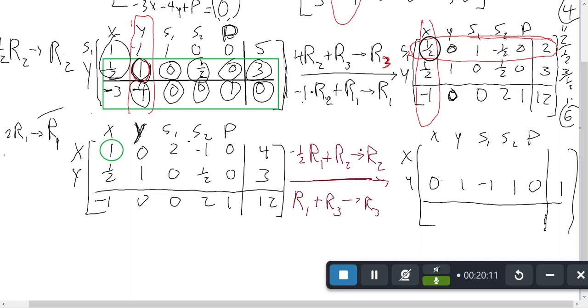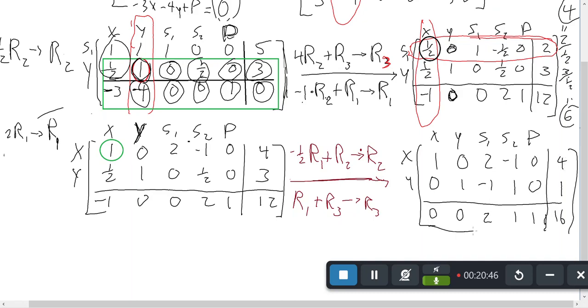Of course, I didn't copy my pivot row; I'll copy it later. Let me carry out my replacement of row 3. Row 3 is replaced by the sum of row 1 and row 3. So 1 plus negative 1 is 0. 0 plus 0 is 0. 2 plus 0 is 2. Negative 1 plus 2 is 1. 0 plus 1 is 1. 4 plus 12 is 16. Okay, copying my pivot row: 1, 0, 2, negative 1, 0, 4.